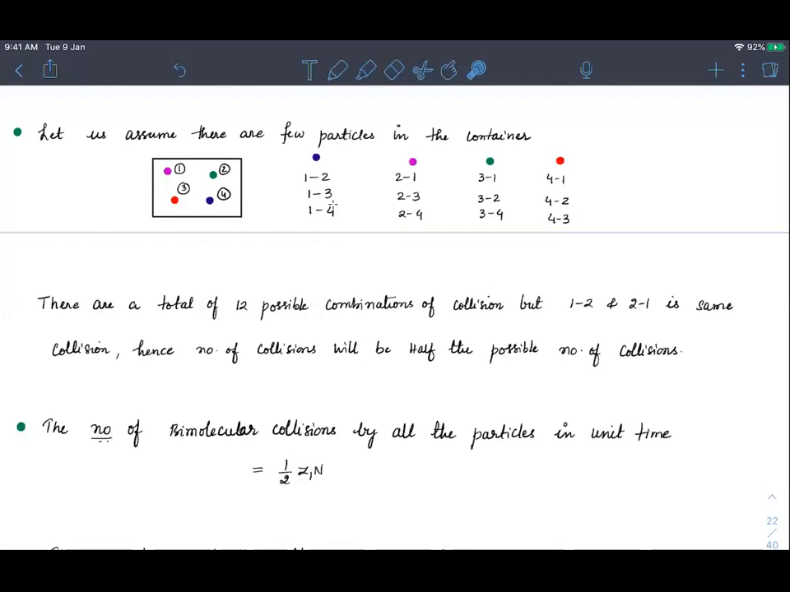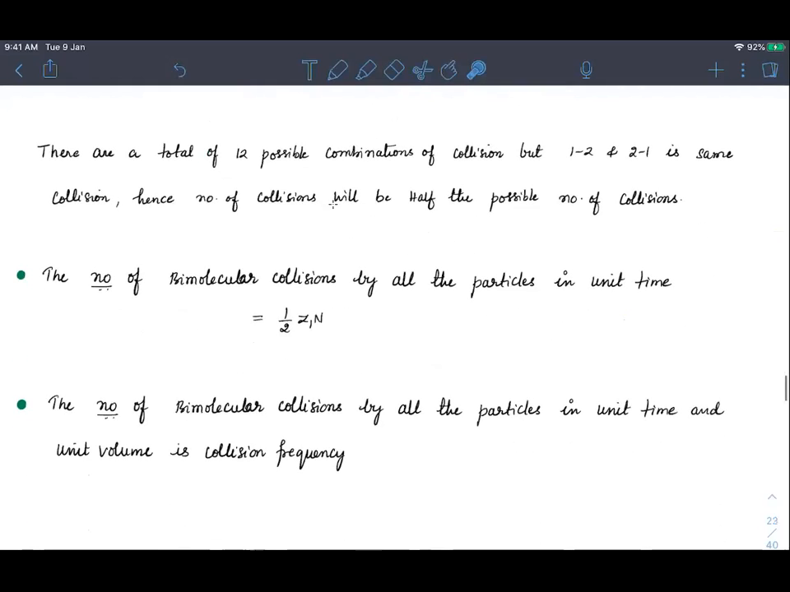बाकी सब repetitive है. I think ये point clear है सबको. Okay. So therefore, if there are total 12 possible combinations, 1, 2 and 2, 1 being same, the number of collisions are actually half the possible number of collisions, right? So can I write that total number of bimolecular collisions?